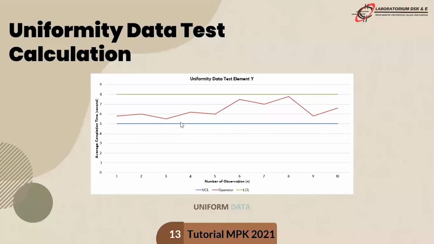After we take those two data and replace them with new data, you can see in this slide that from 1 up to 10, all of the data is inside the boundaries. It means that this data is already uniform.